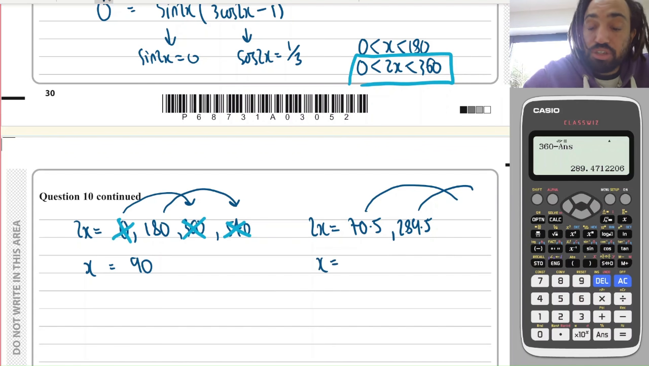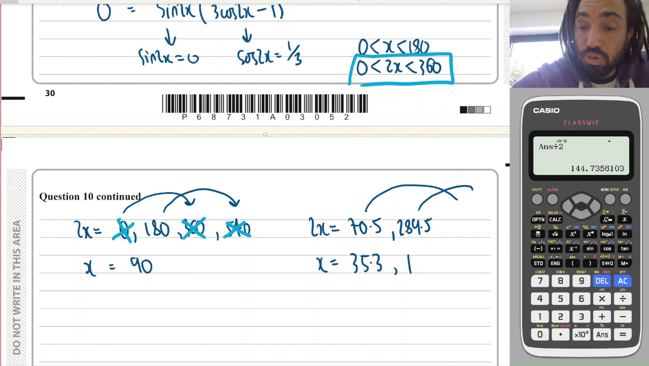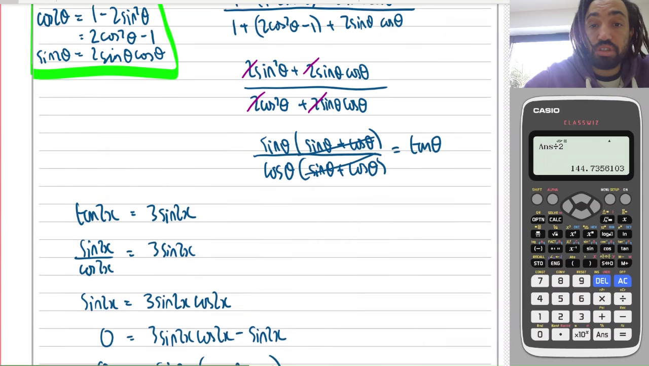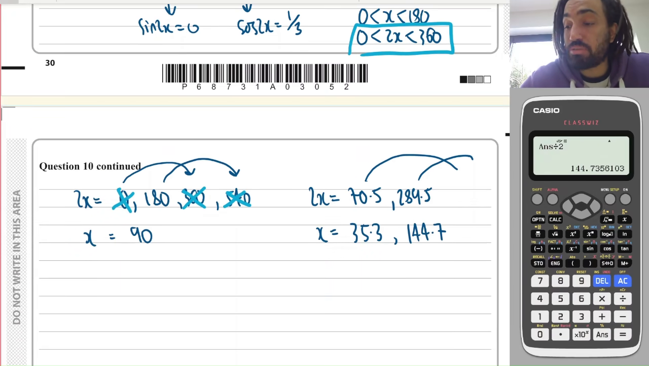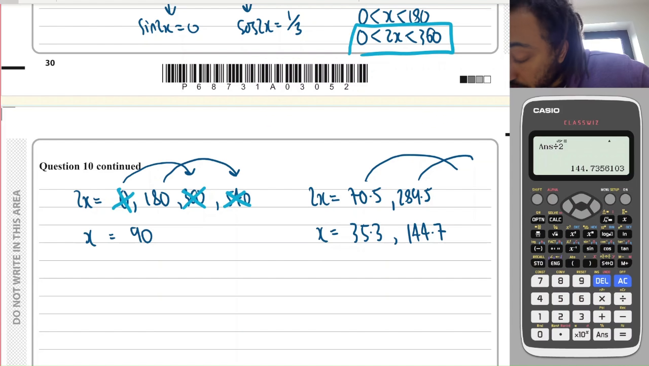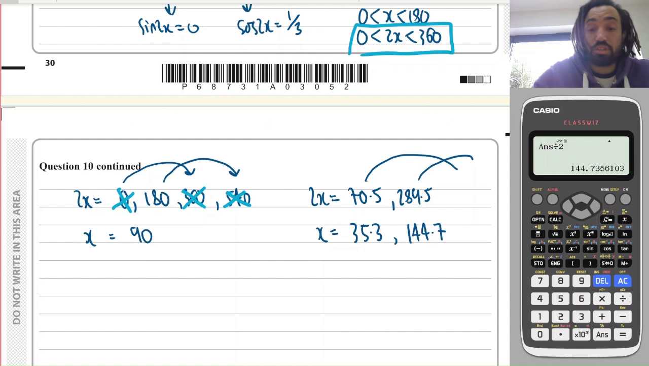So divide those by 2, I'm going to get 35.3, and divide that by 2, I'm going to get 144.7. So those are our solutions. It says to one decimal place where appropriate. So that looks good to me. Let me just check the solutions. Bosh.